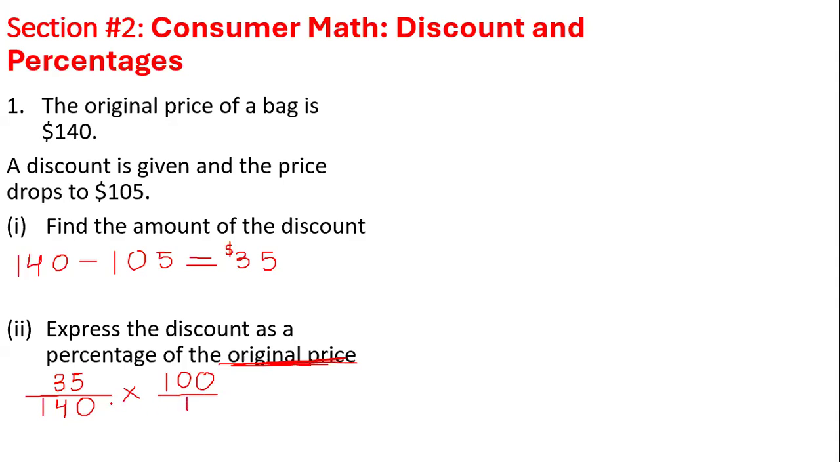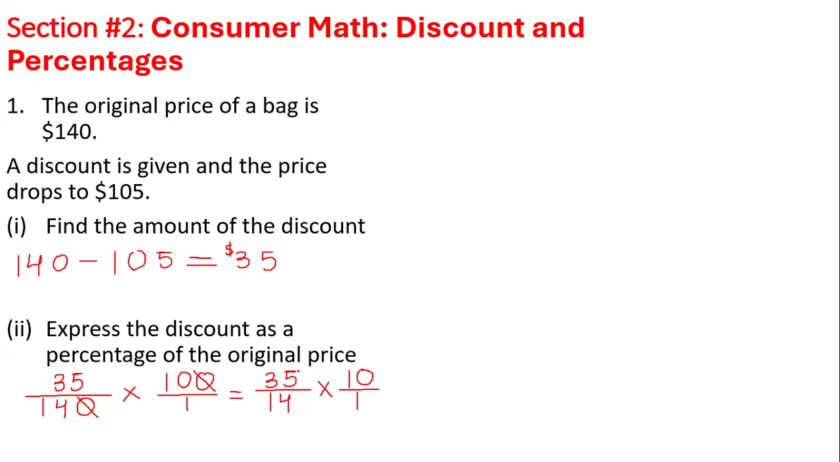At this point we're going to cancel this 0 with the other 0. And so we're going to be left with 35 over 14. Then you could do it again, multiplied by 10 over 1.